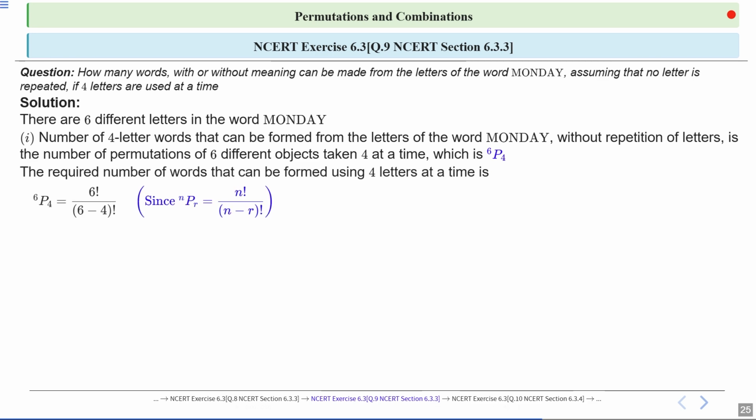So we know the formula nPr equals n factorial upon (n minus r) factorial. Using this formula we can find 6P4 equal to 6 factorial upon (6 minus 4) factorial. Since n factorial is equal to n times (n minus 1) factorial, so 6 factorial upon 2 factorial is equal to 6 into 5 into 4 into 3 into 2 factorial upon 2 factorial. After performing the multiplication, 6 into 5 into 4 into 3 equals 360. So 6P4 equals 360.